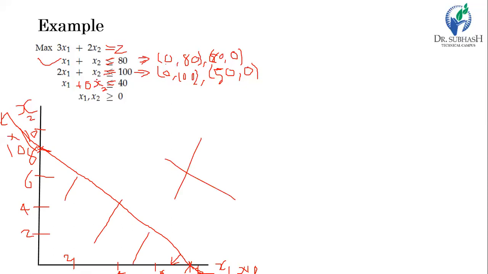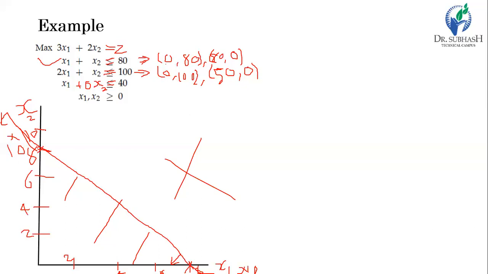Now let's put in the line of the second constraint, which is 2x1 plus x2 less than or equal to 100, which gives the point 0, 100. The value of x1 is 0, so it is on the x2 axis here.